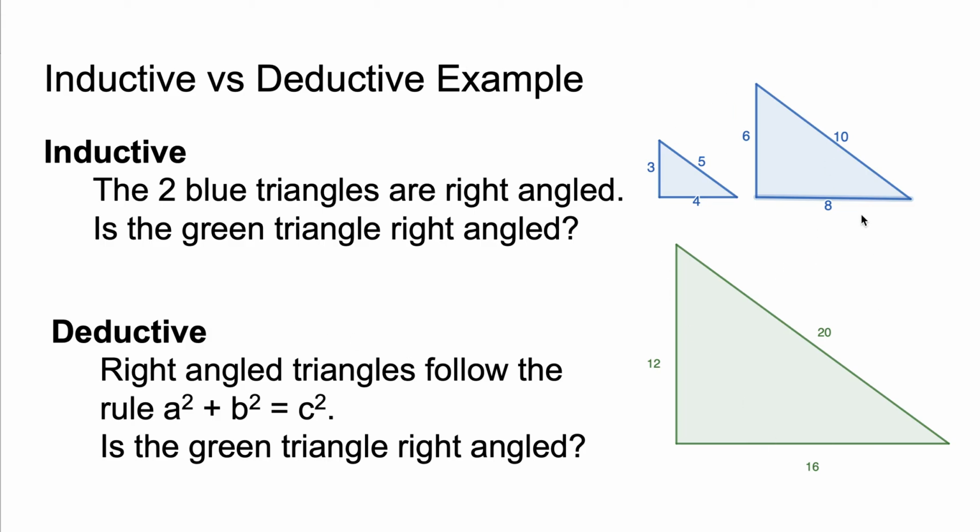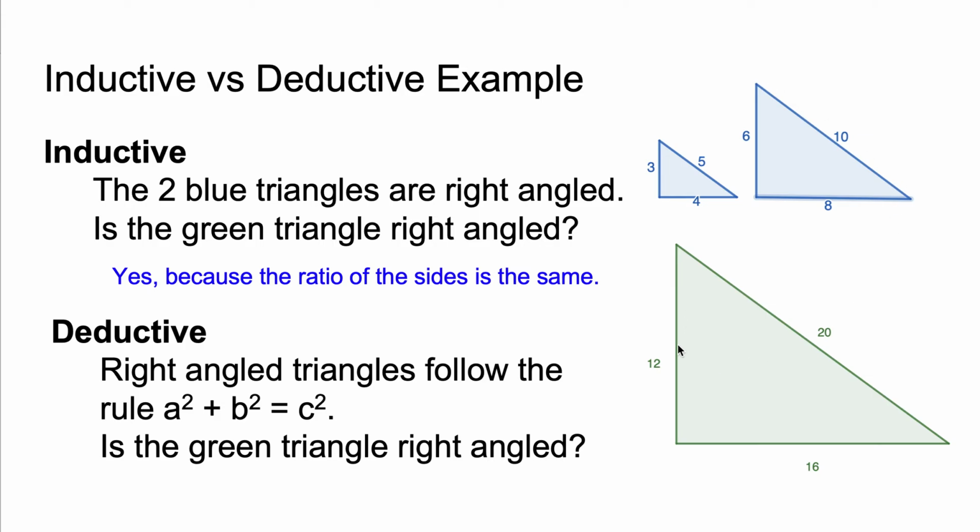Here we've got 3 triangles, and they're connected. So the first 2 triangles up here are right angle triangles. This is 90 degrees in here. Is this one 90 degrees as well? Well, inductive logic would tell me yes, because 3, 4, 5, well, double that, you get 6, 8, 10.